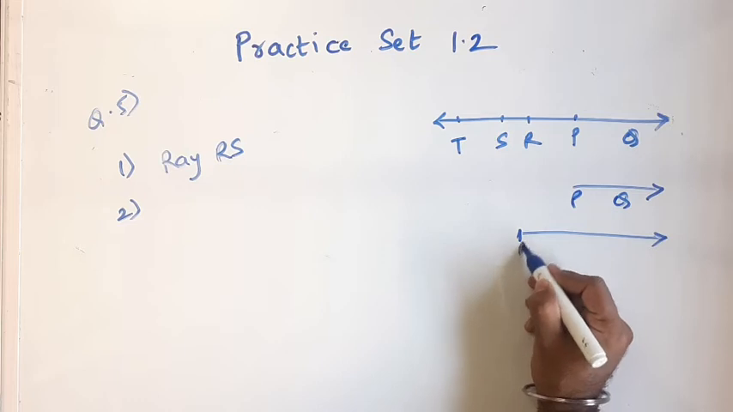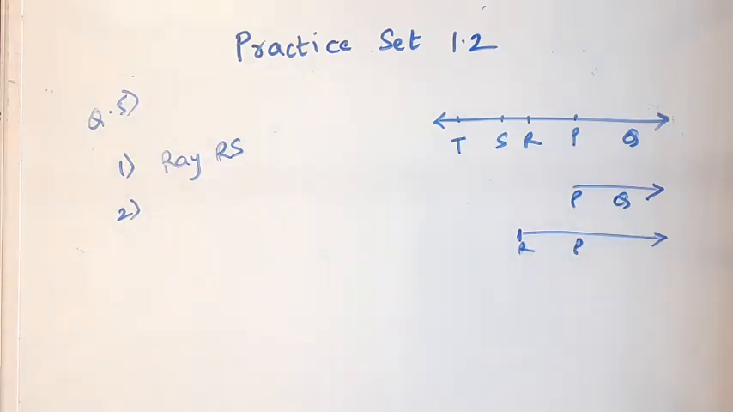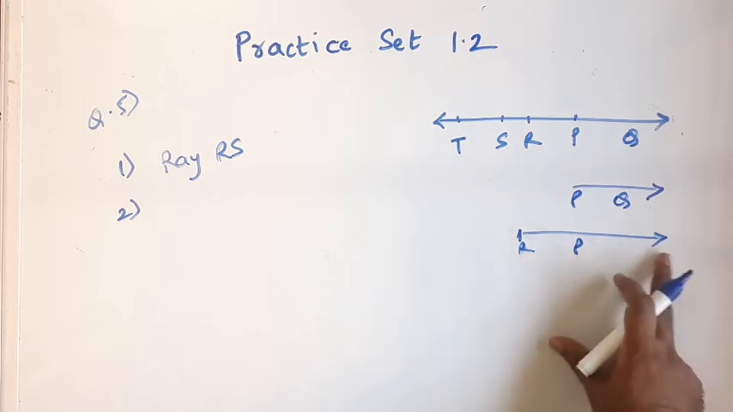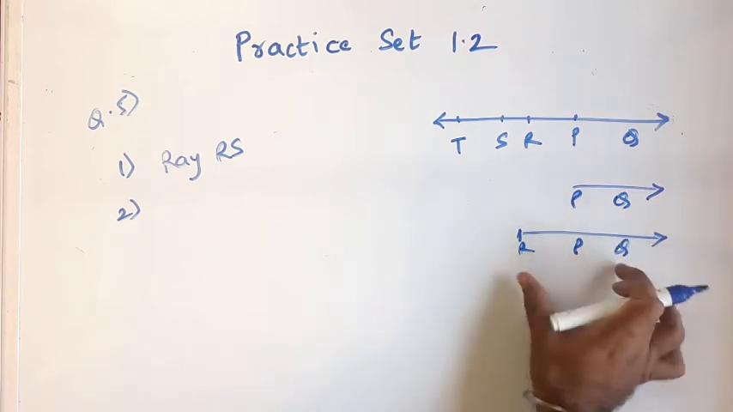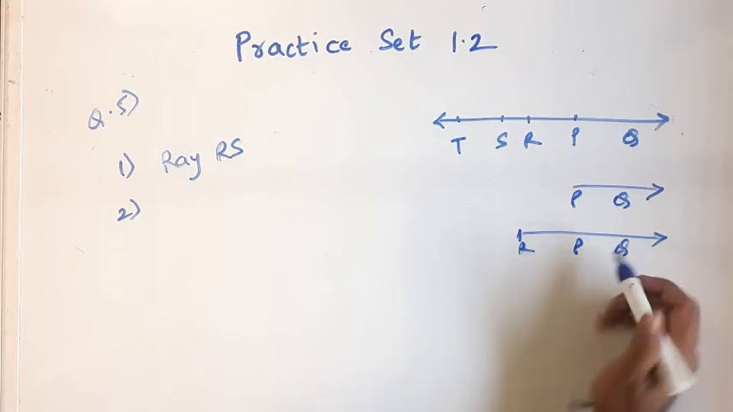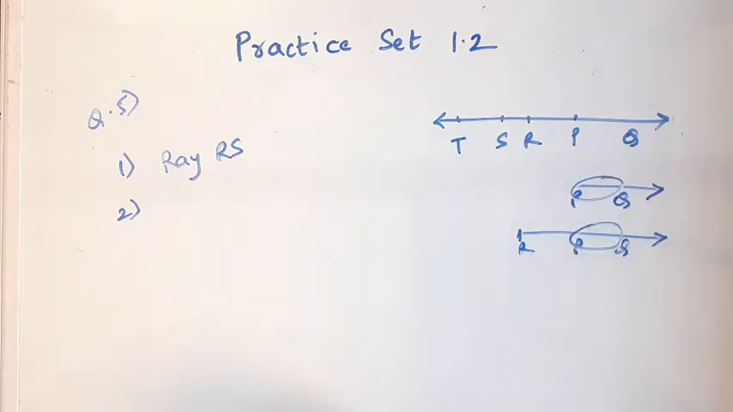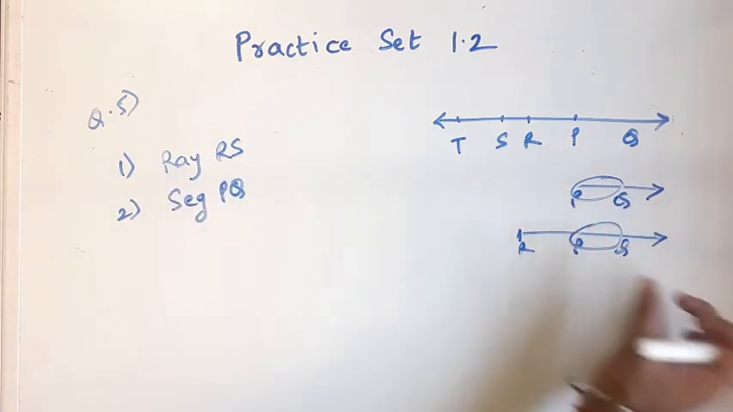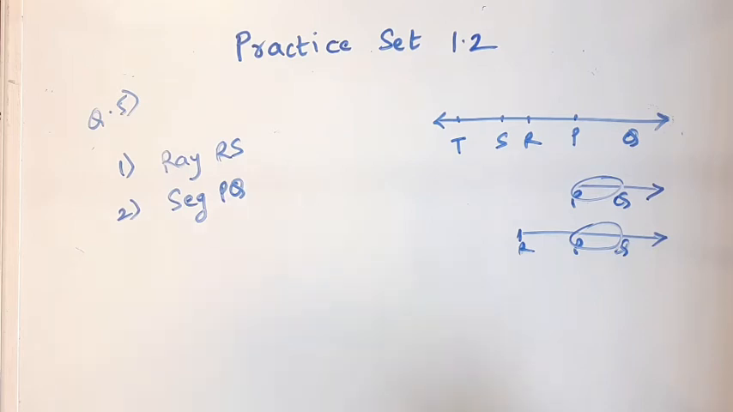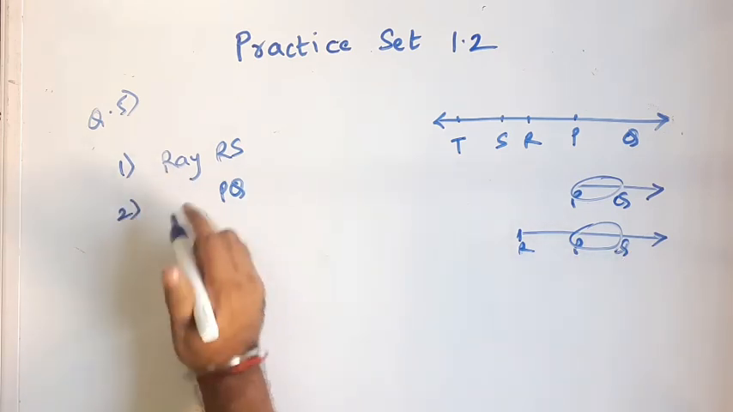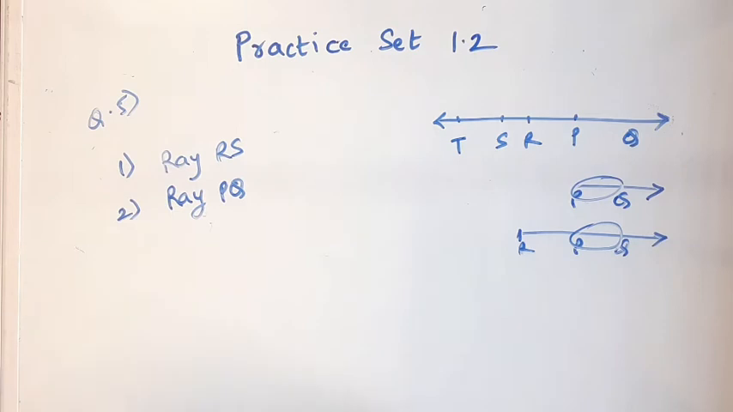As I said, a ray is infinite from one end. So it will go till here, it is unending from here. That means this portion will also come under this. So ray PQ and ray RP will have this portion as common, or the intersection is seg PQ. This much portion is common. So I can also call it ray PQ. Because it is unending, better write it ray PQ.